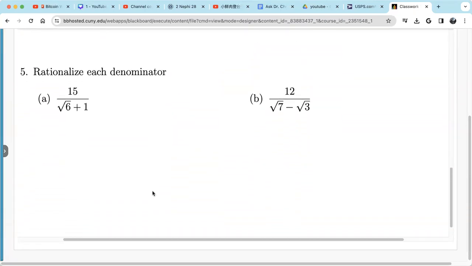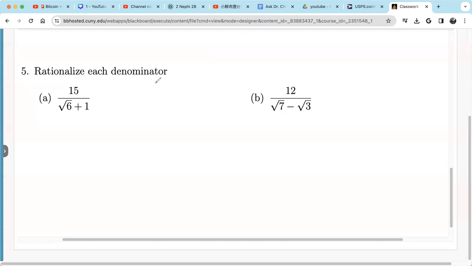Now let's say 5. We want to rationalize the denominator, which means we want to make the denominator a rational number. So how do we do this? We have 2 terms, so we want to multiply by its conjugate by using the difference of 2 squares. So we multiply by square root of 6 minus 1 in the numerator and in the denominator.